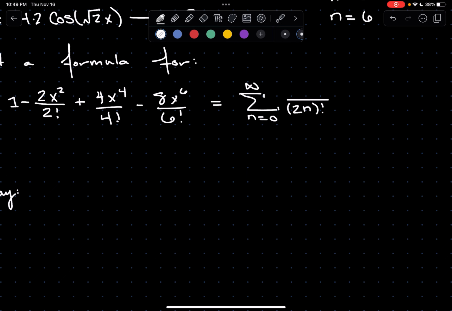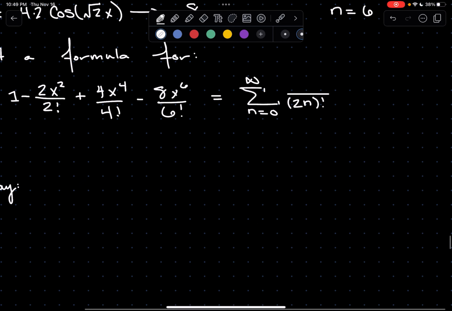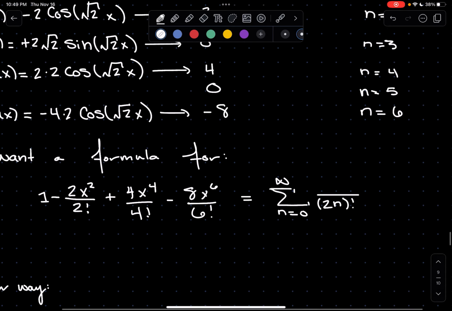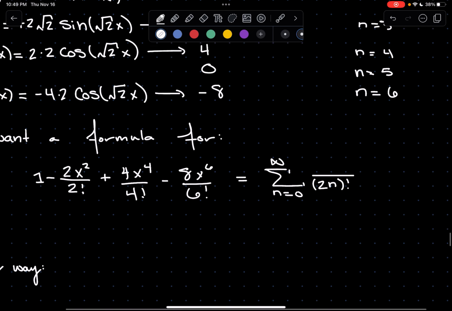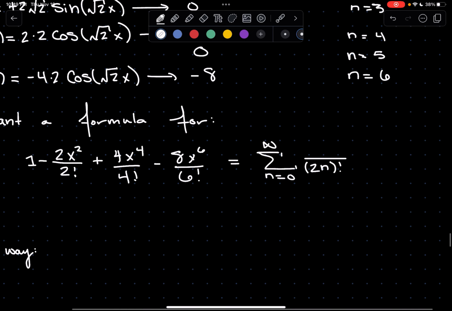Okay, and then, look, I have the 1, and I have a 2, and I have a 4, and then I have an 8. Well, that kind of seems like powers of 2, right? 2, 4, 8. Those are powers of 2. So let's see. 2 to the n, does that work? Well, when n is 0, I get 2 to the 0. That's just 1. So, oh, yeah, that does work, right?